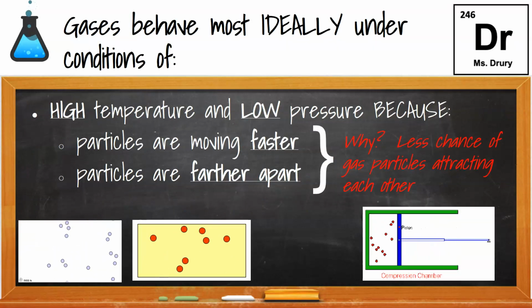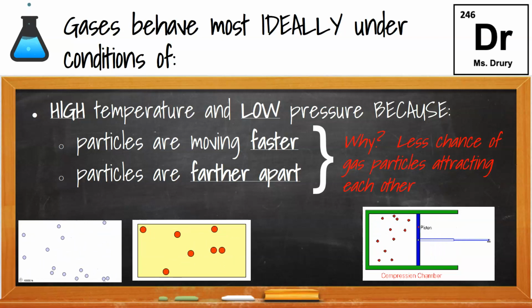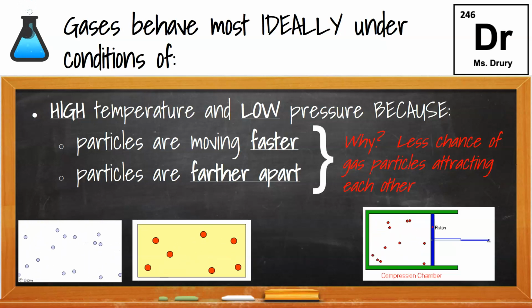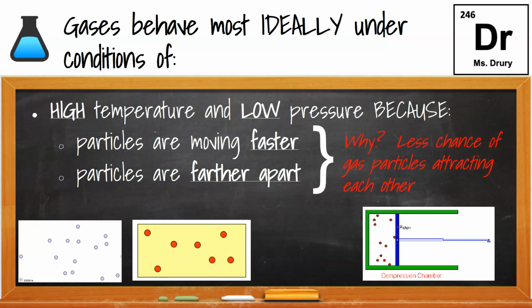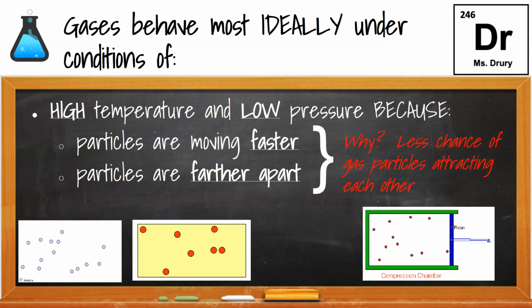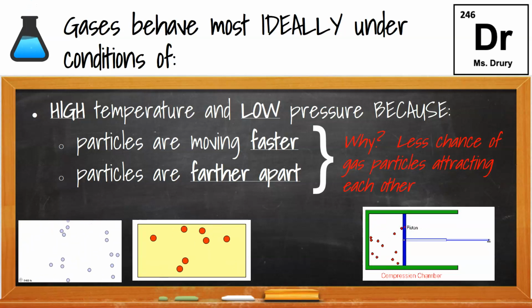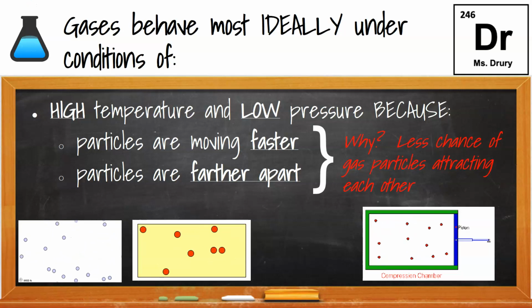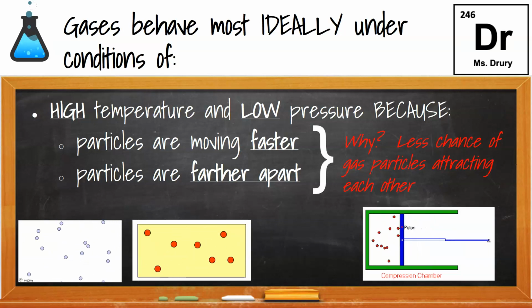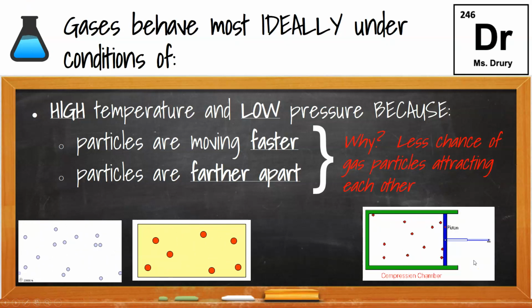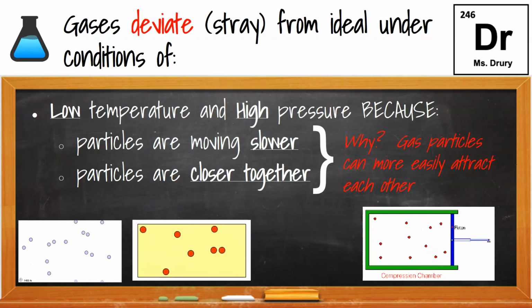Gases behave most ideally under conditions of high temperature and low pressure, because in those cases the particles are moving really fast and they collide more often, and there's less chance of them attracting each other because they're just moving too fast. And the particles are farther apart from one another. When they move really fast, they spread apart, and if they're far apart, they can't attract each other very well. As they get closer together, they start to attract each other more because they're in a confined space and won't be able to move as much.